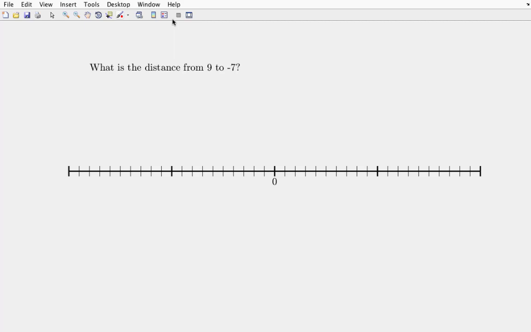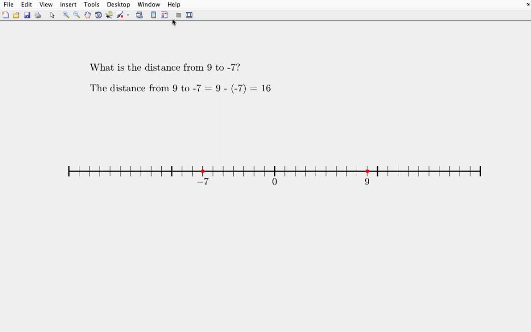Hello everyone. Let's analyze. So today we're going to talk about metric spaces. What are they? And what are they used for? Well, let's start with a rather simple question. What is the distance from 9 to -7?